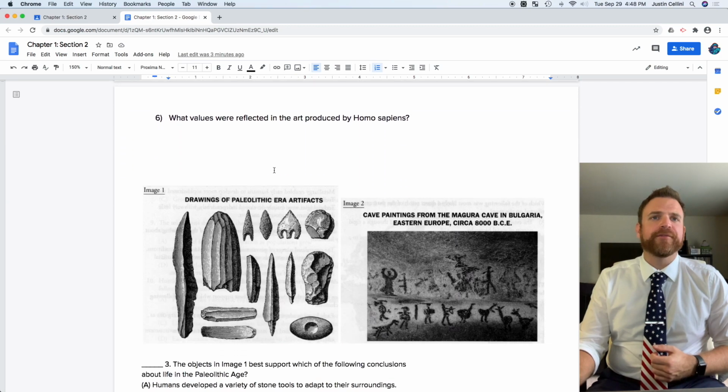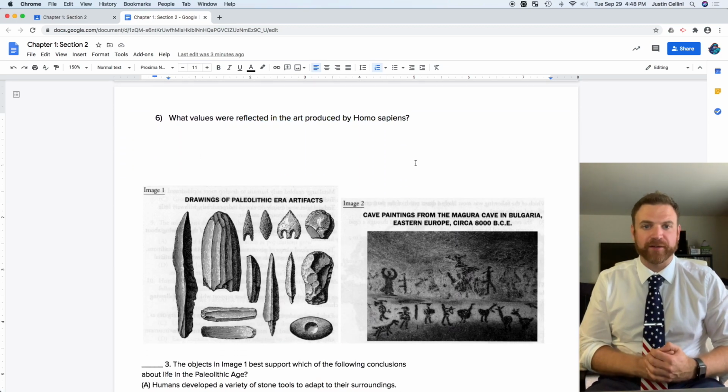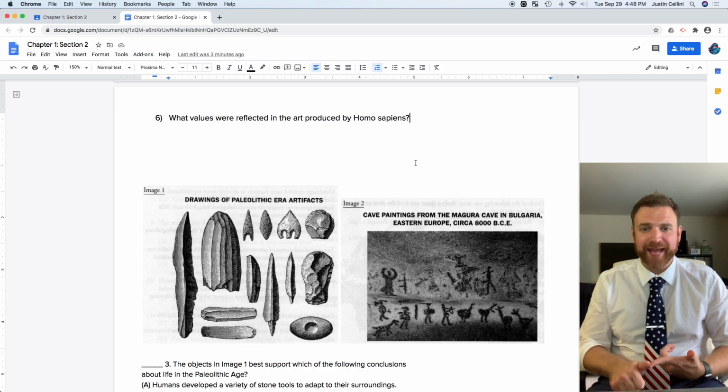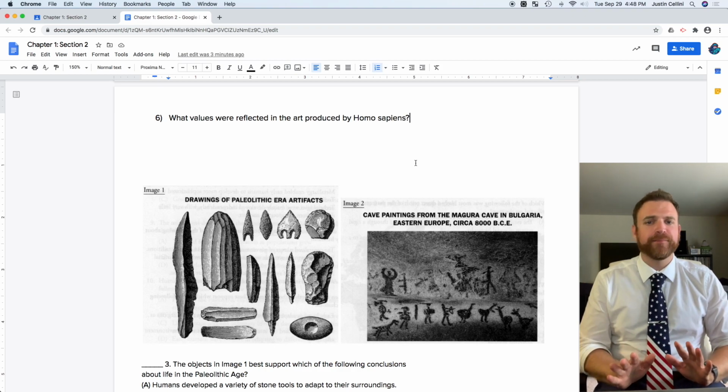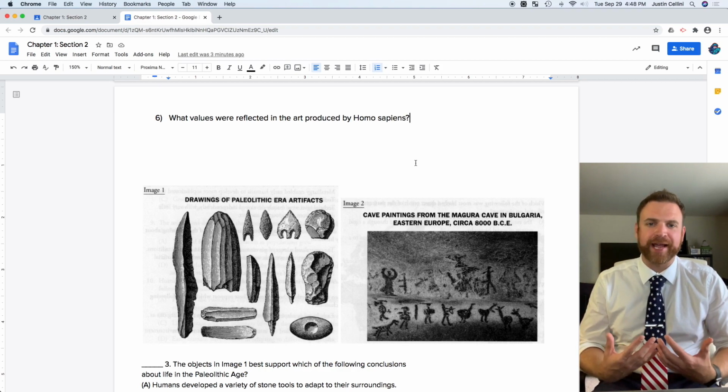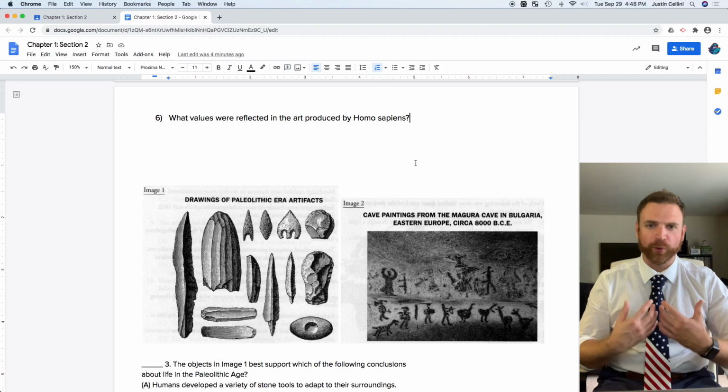Number 6, what values were reflected in the art produced by Homo sapiens? Two types of art that we talked about in class: the Venus figurines, okay, I showed you the picture from the textbook, and cave art. And in general, it's an important theme. The art that people create reflects their values and what's important to them.